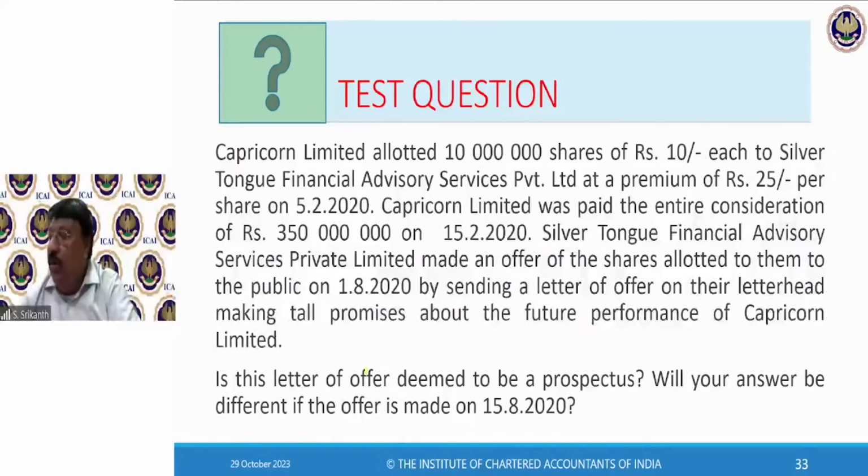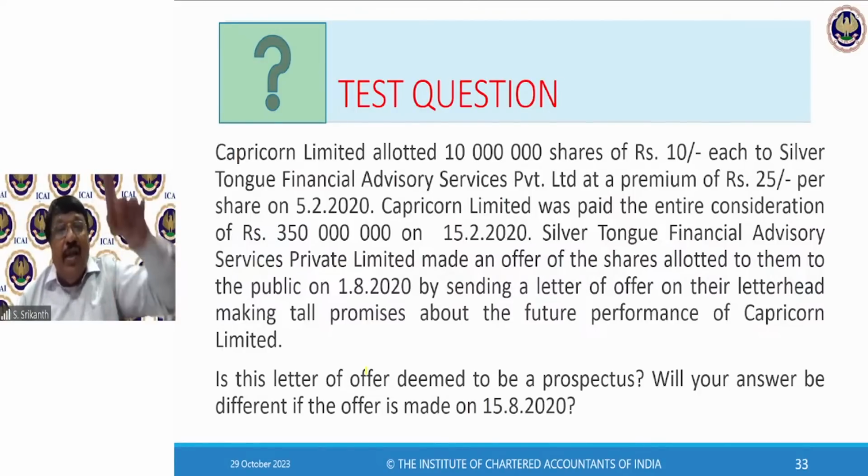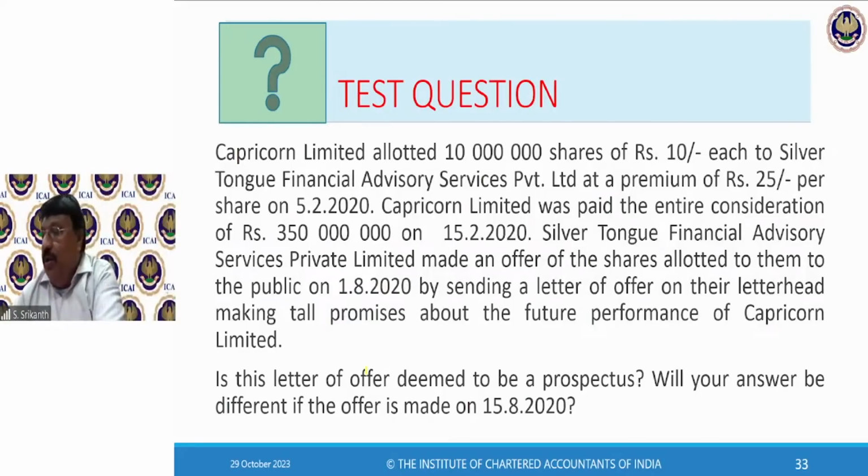But if the offer is made on 15th August, then it will not be treated as deemed prospectus because it is beyond 6 months. And Gunjanji, add one more point. Beyond 6 months, and the allottee has paid the entire consideration before the date of offer. So, you have to see that also. Therefore, on 15/8, it is not a deemed prospectus. Okay, so with this, I think nobody can have any doubt.